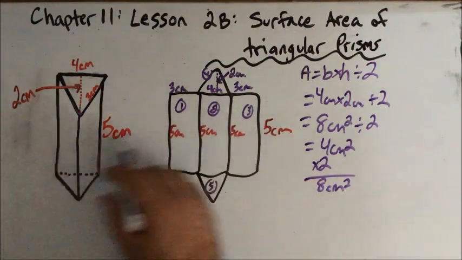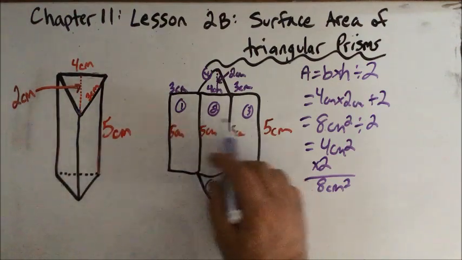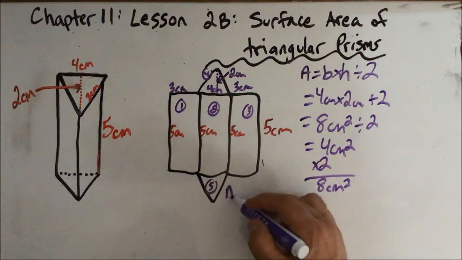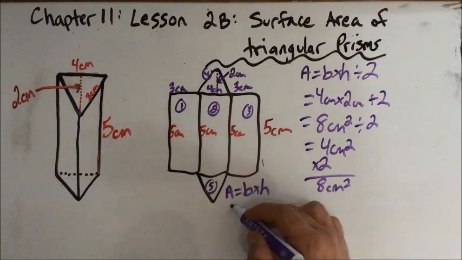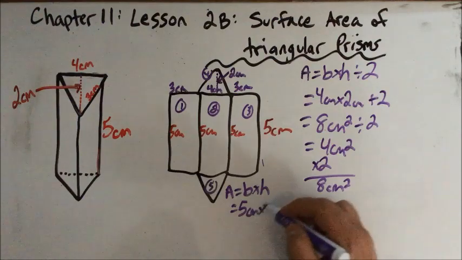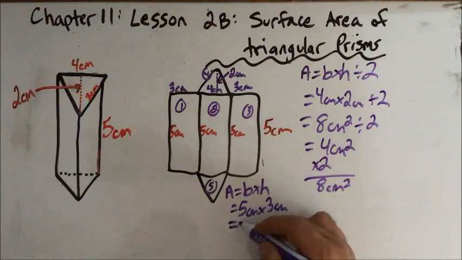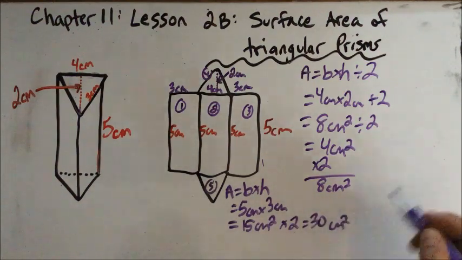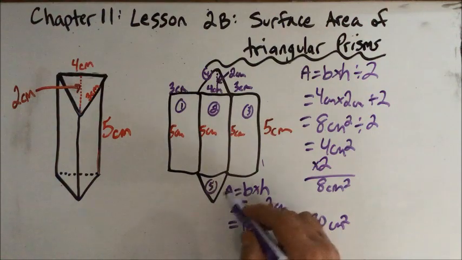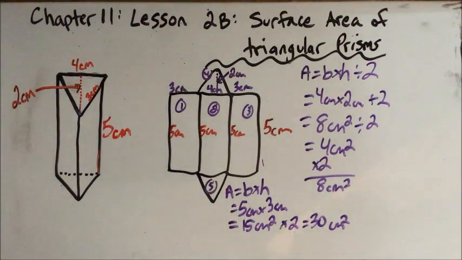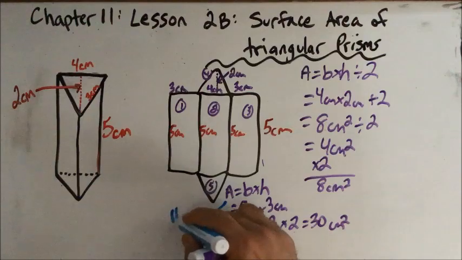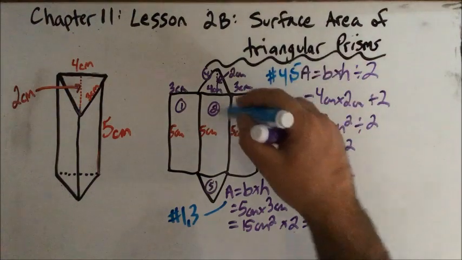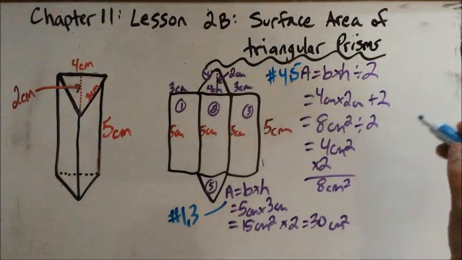My two end rectangles, which are my two front rectangles here, are the same. They're both 5 by 3. And I know for a rectangle, area equals base times height, so it would be 5 times 3, which would give me 15 centimeters squared, times 2 would give me 30 centimeters squared. So now in this one I've covered shapes number 1 and 3, and here I've covered shapes number 4 and 5. So all that's left now is my shape number 2.